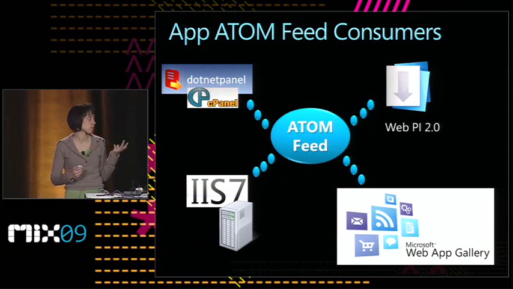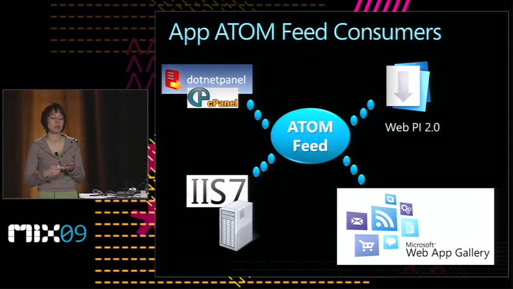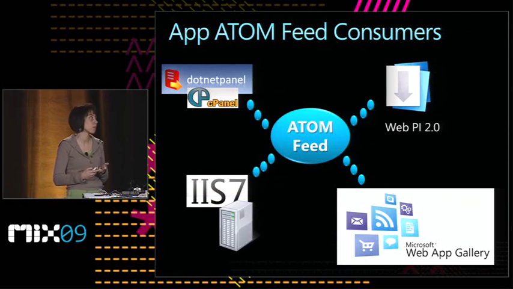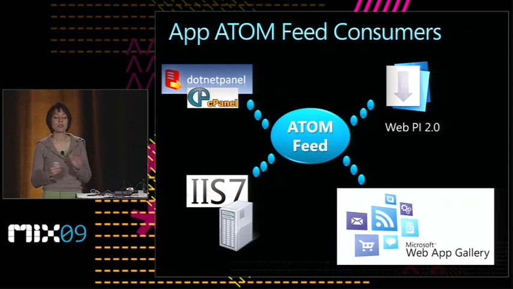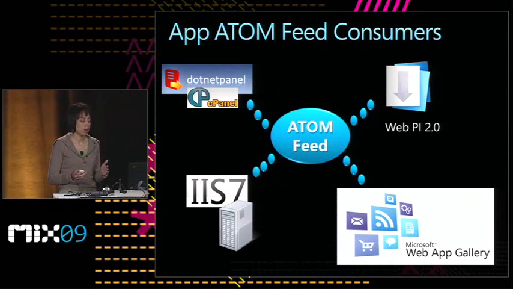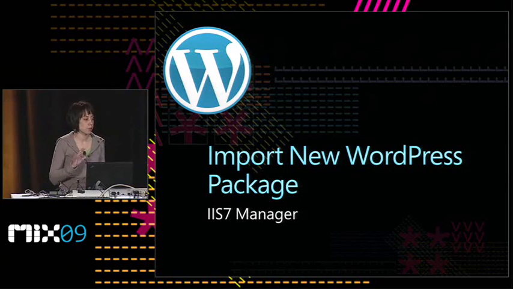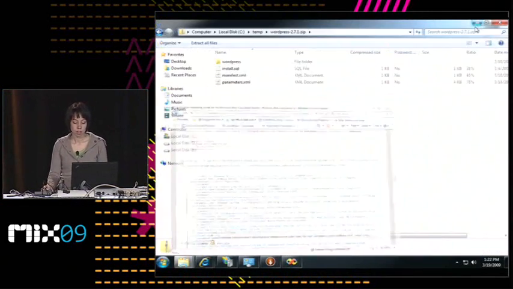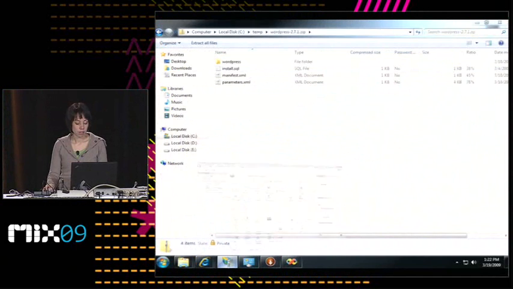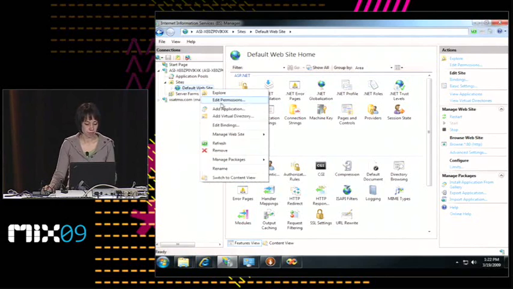So hosting partners, hosting control panels, and WebPI users for the tool are really replicating very fast, because we are putting WebPI as the way to get the Express downloads and other types of free web stack downloads, Web App Gallery, and IIS 7. All those distribution points come from that one Atom feed. So now let's go through that experience, now that I've put together that WordPress package, and install it into IIS.